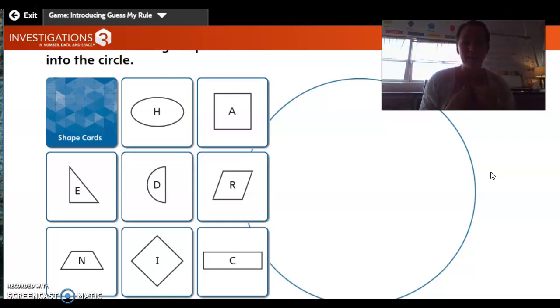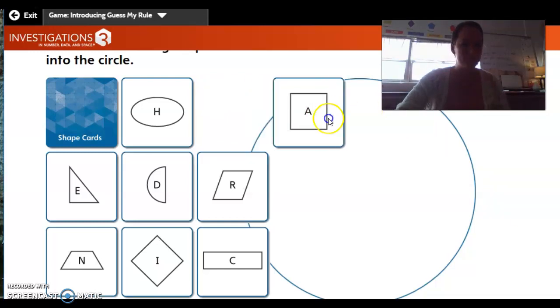And I have a rule in my head that I have made up, and I'm gonna put shapes that fit my rule into this circle, okay? And when I start to put shapes in this circle that fit my rule, you at home are gonna have to try and guess what rule is in my head, okay? So, are you ready? All right, here we go.